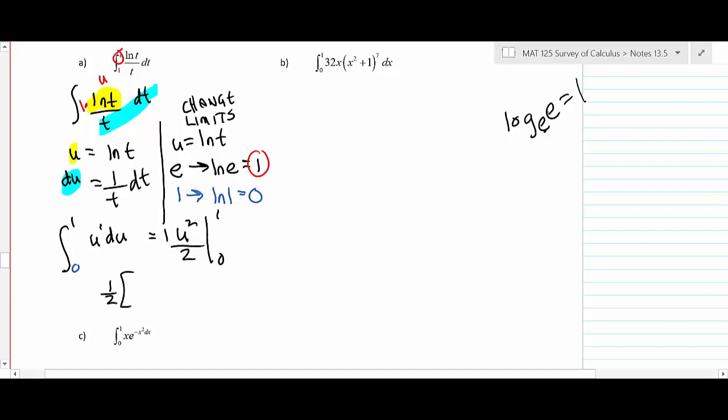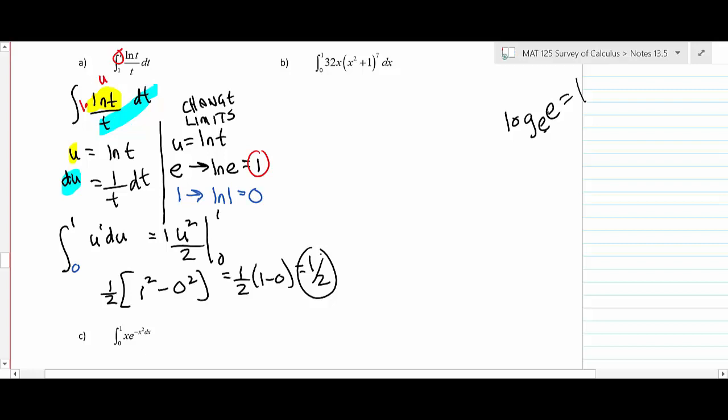The easiest way to do that is just bring that 1/2 out and then just do 1 squared minus 0 squared. Okay, just plug the upper limit in, plug the 1 in, plug the 0 in, subtract the result. So you're going to get 1/2 times 1 minus 0. So the answer to that is 1/2.